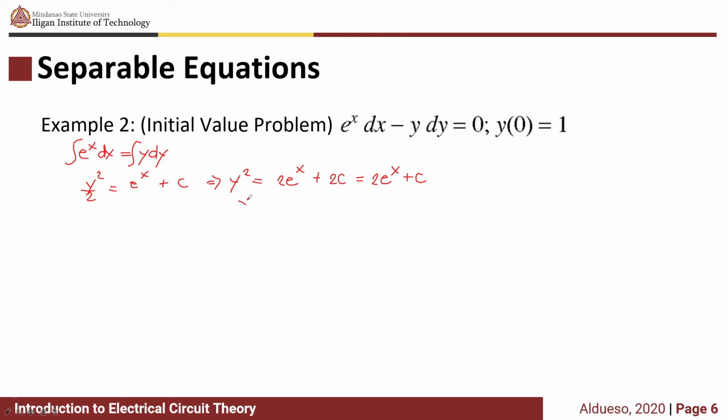Now applying the initial value and solving for the value of c. So y of 0 is equal to 1. We have 1 squared equal to 2e to the 0 plus c. Our c is equal to -1. We have y squared is equal to 2e to the x minus 1, or you can write this as y is equal to the square root of 2e to the x minus 1.